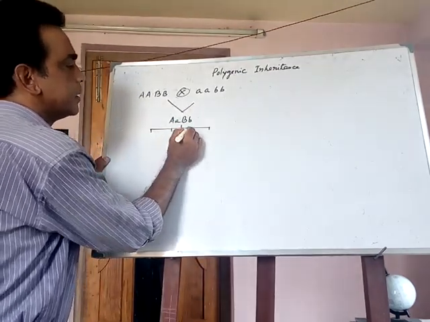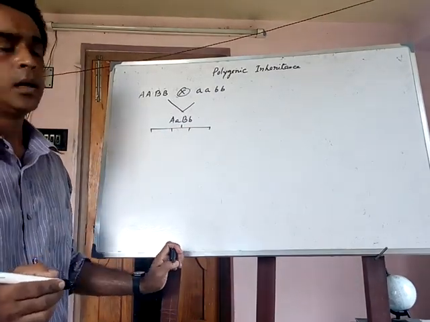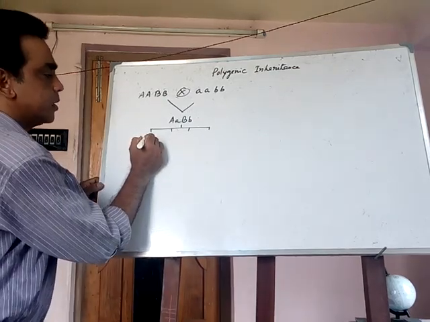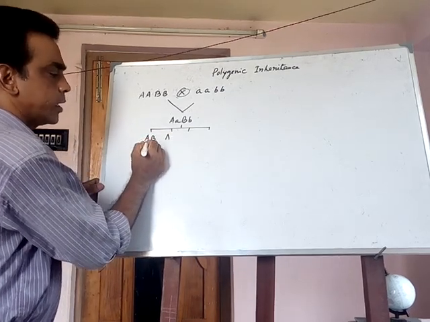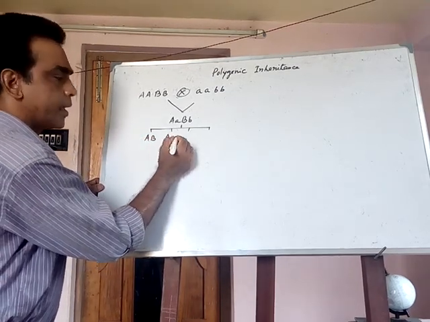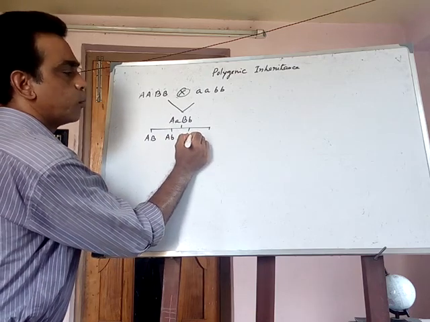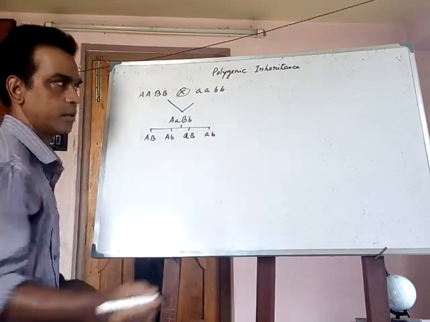It produces four types of gametes: capital A, capital B; capital A, small b; small a, capital B; and small a, small b.